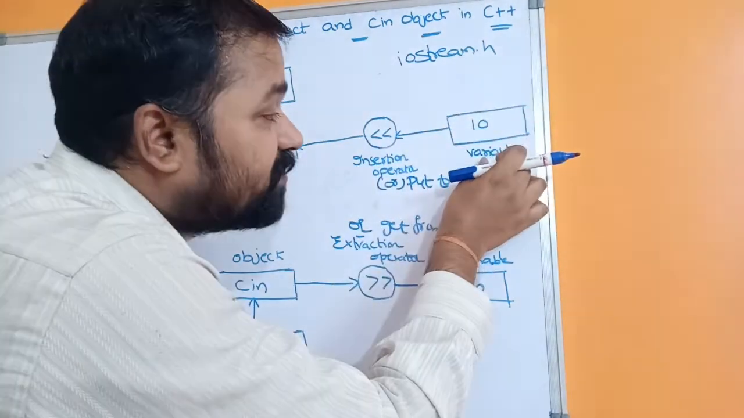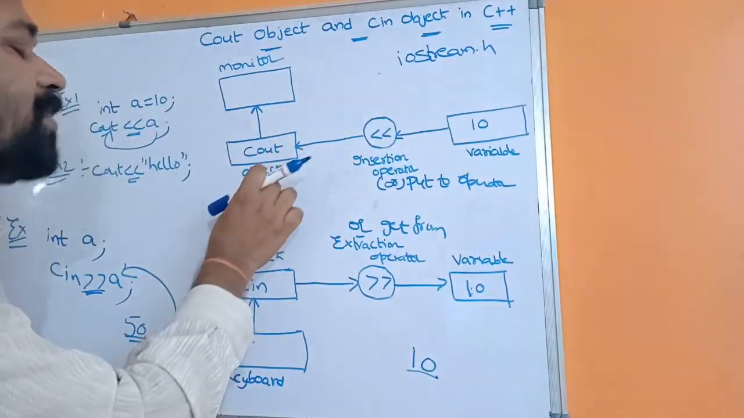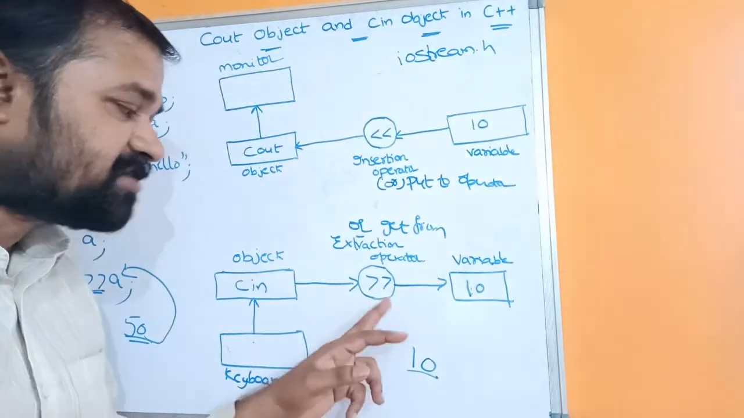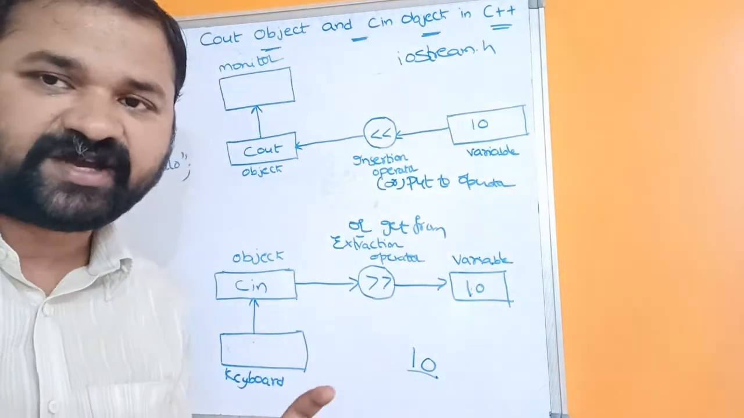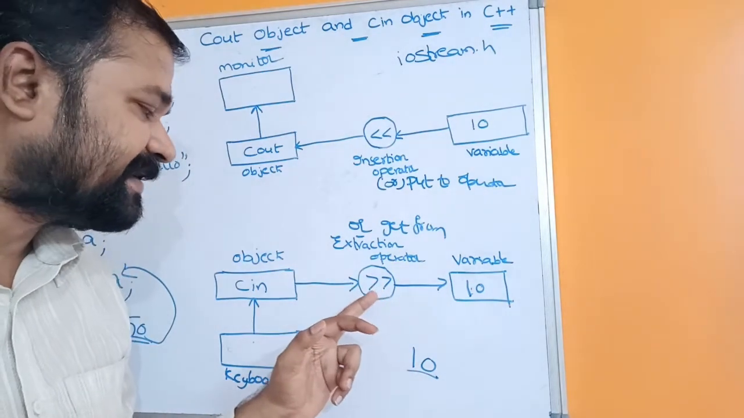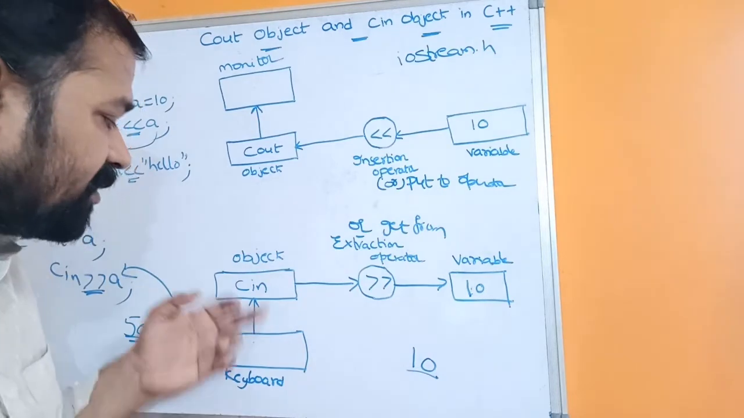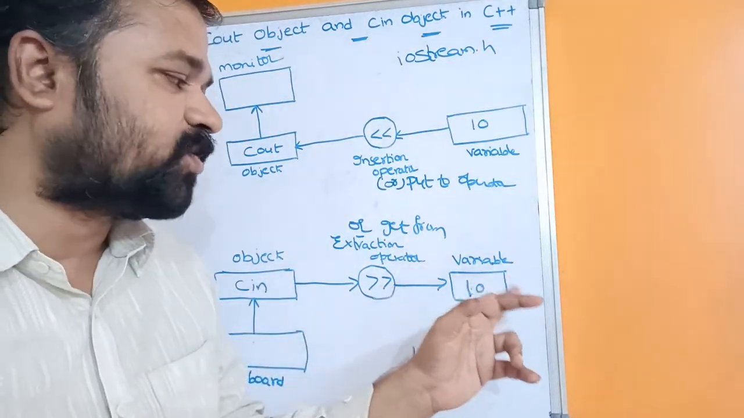the content of the variable which is available on its right hand side into the object which is available on its left hand side. Likewise, here we are using greater than not for bitwise right shift. Here we are using greater than in order to extract a value from the keyboard, or in order to extract a value from the object and assign it to the corresponding variable.